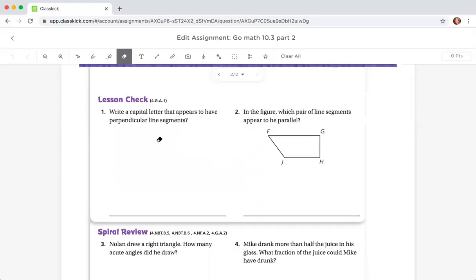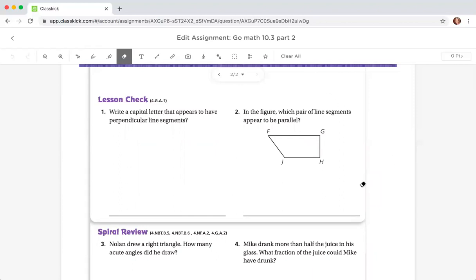Write a capital letter that appears to have perpendicular line segments. Think about capital letters that might have perpendicular line segments. In this figure, which pair of perpendicular line segments, remember, they meet and they form right angles to each other. They don't have to continue on after the right angle, remember that. They could stop where the 2 lines meet. They could stop right there and make a right angle.